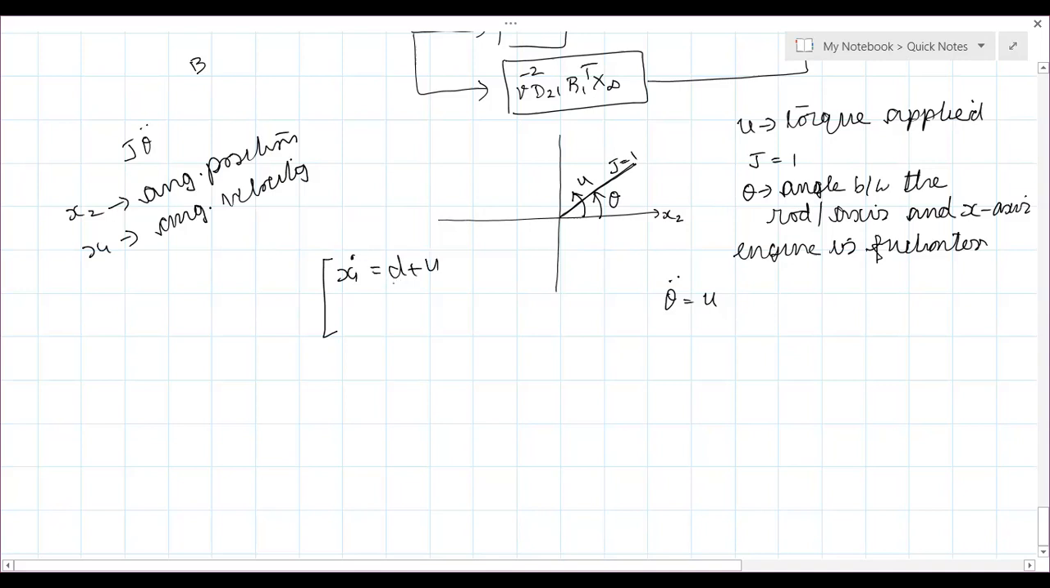Okay, but engine can have some disturbance torque also, is it not? Our aim is to fix this particular position constant, but because of the disturbance torque, it may be vibrating, right? So let d represent the disturbance torque. So what will be x2 dot? X2 dot will be equal to x1. Yes, are you with me? Yes, sir. So are these two equations correct? Yes, sir. These two are the respective state-space equations.